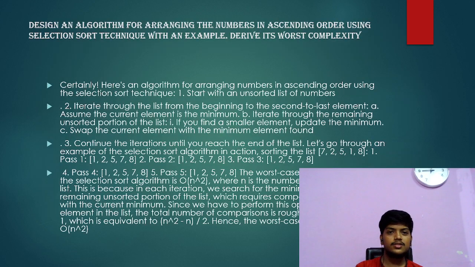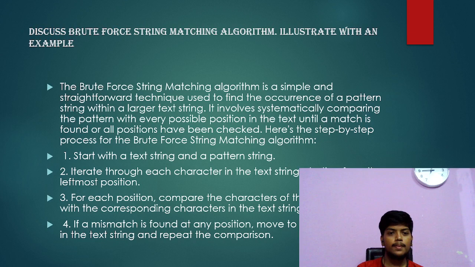The seventh one is: design an algorithm for arranging numbers in ascending order, selection sort, with an example of its worst complexity. And another seventh question is the brute force string matching algorithm.